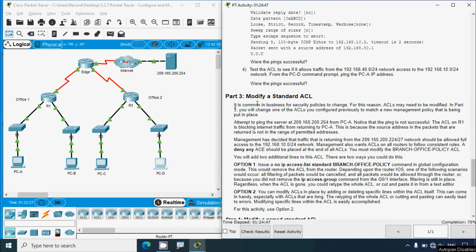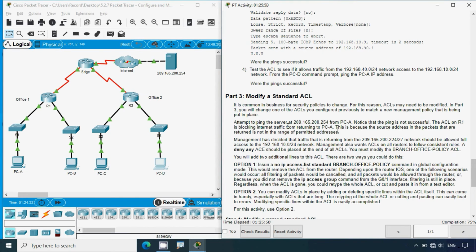Next we will go to part 3, modify a standard access control list. It is common in business for security policies to change. For this reason, ACLs may need to be modified. In part 3, we will change one of the ACLs you configured previously to match a new management policy that is being put in place.